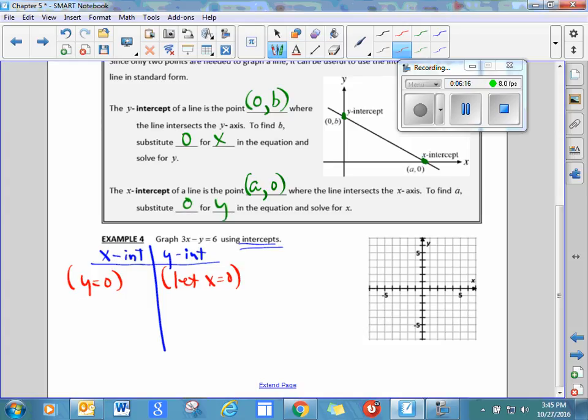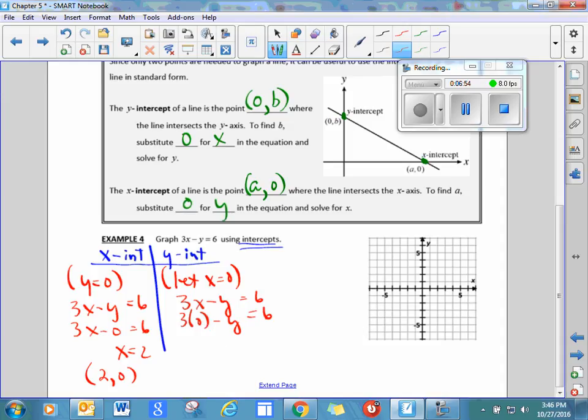So in this one right here, 3x minus y equals 6. If I let y be 0, it kind of wipes him out. So I have 3x minus 0 equals 6, or 3x equals 6, or x equals 2. So my ordered pair, we just said we let y be 0. We decided x is 2, so 2 comma 0 is our ordered pair. To find the y-intercept, we go back to the original equation in standard form, and we let x be 0. So that wipes out the x term.